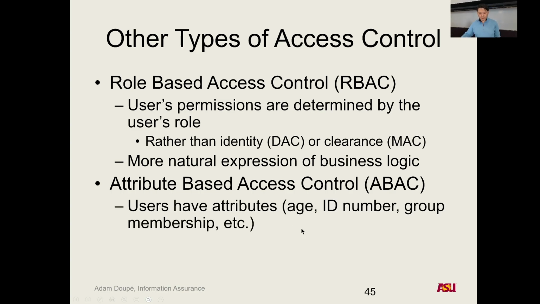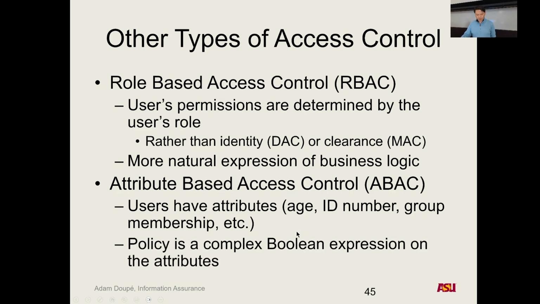So you should have attributes: age, ID number, group membership. Okay, so a policy is a complex Boolean expression on attributes. One of my research projects regarding access control was on Pokemon Go. In Pokemon Go, you have to capture some images in the real world space, right?